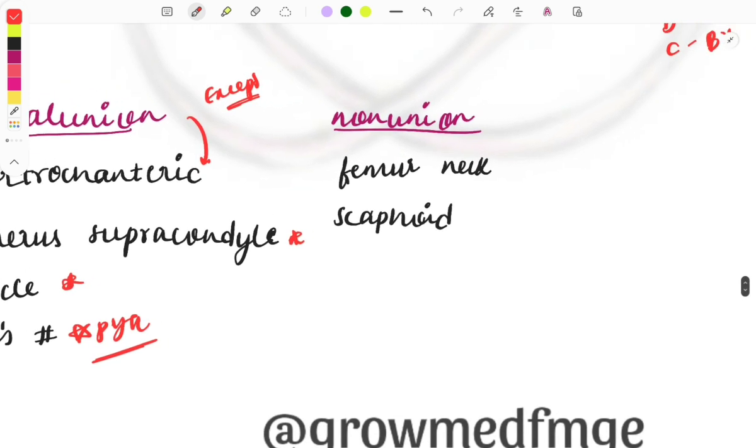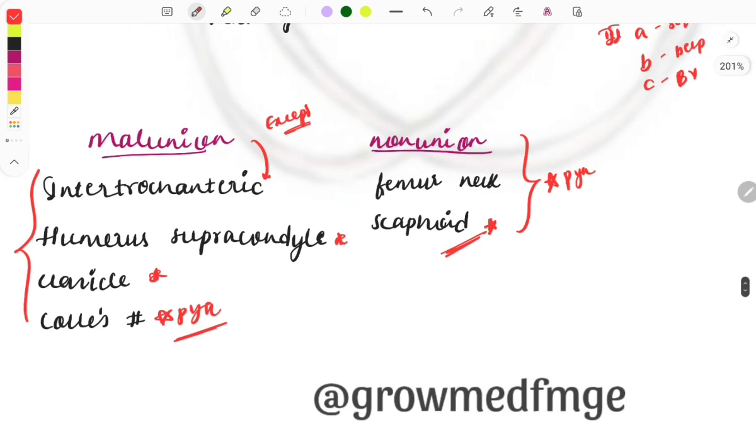Then non-union is caused mainly by the scaphoid and the femur head. So these two are also very important as they are asked multiple times. The scaphoid one, at least, is a previous year question, that non-union is seen after which of the following fractures, and scaphoid will be given.